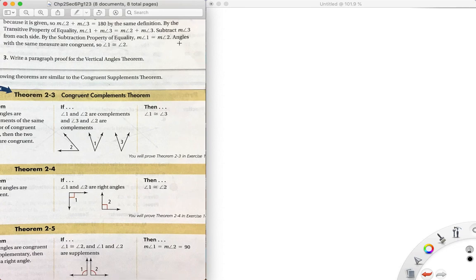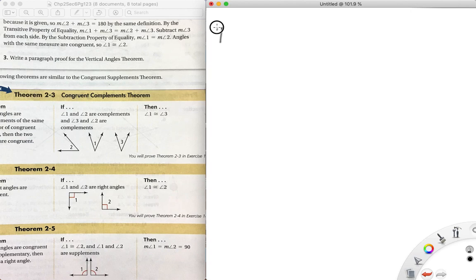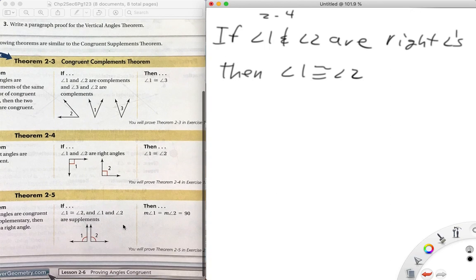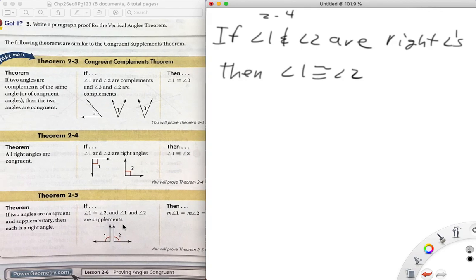So, if, this is theorem 2.4, angle 1 and angle 2 are right angles, then angle 1 is congruent to angle 2. These are all going to be in the form of conditionals. Okay? So when you write these definitions down, it would be good to do it this way. Theorem 2.5.